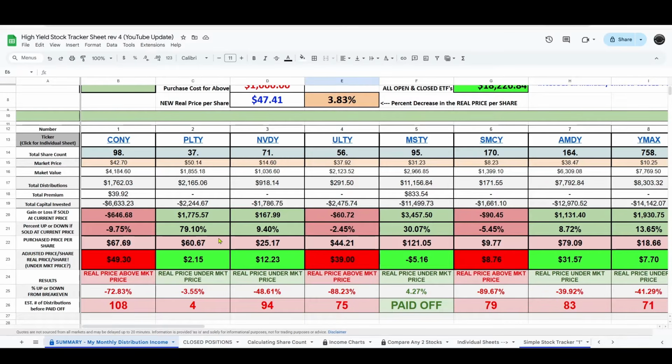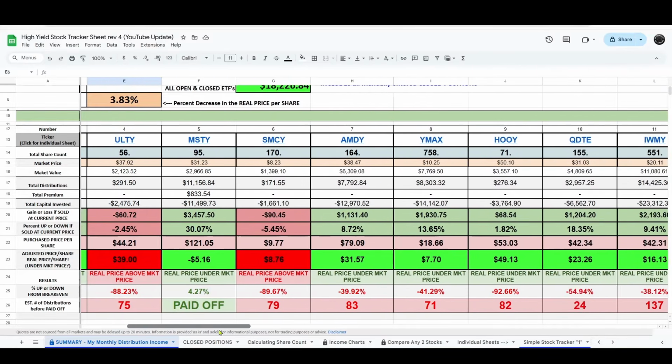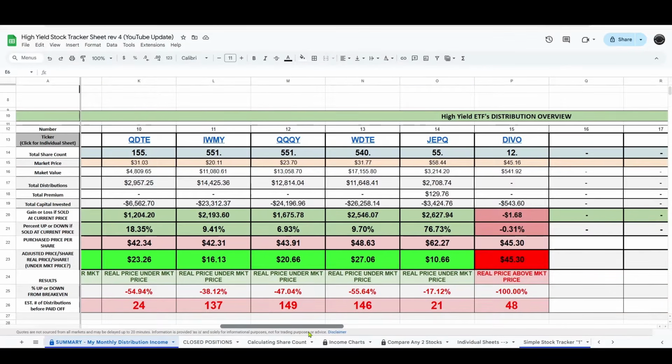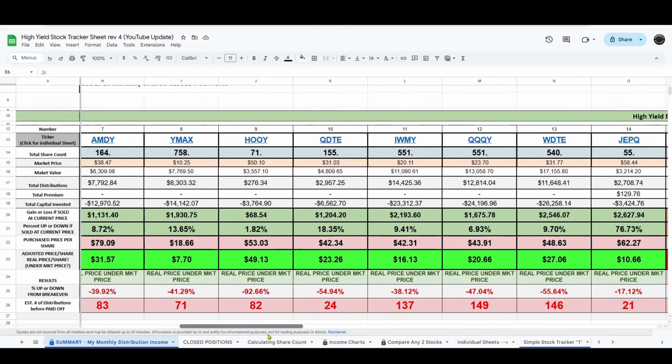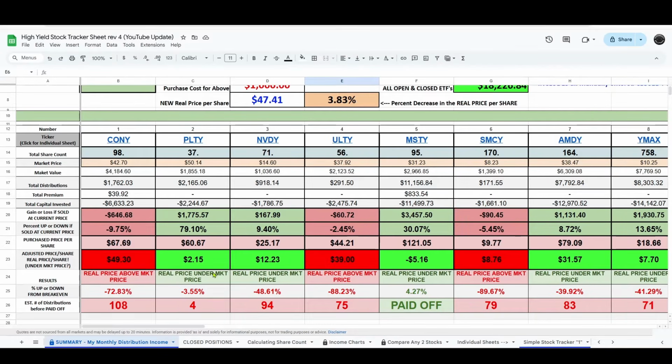So the first thing that I look at, of course, with my spreadsheet, is that it tells me quick and easy which ones I want to focus on. If this number here is in a red cell, and this is on line 23 right here, that is my first indicator of the ones that I want to focus on to see if it's the right time to buy.